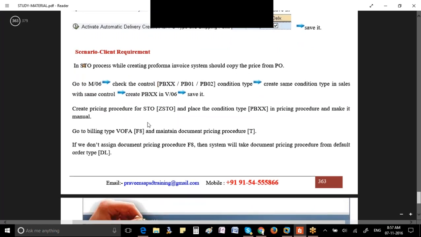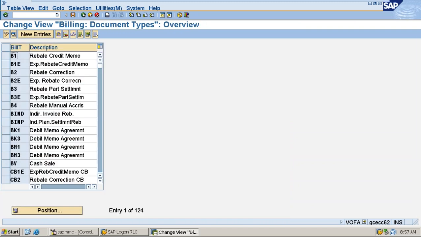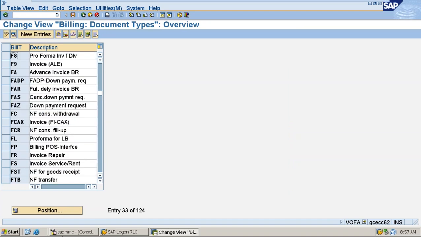And then go to the billing type, WOFA, F8, and make price source as T. WOFA, let me show you. /n WOFA. It can be T or N also. N is for intercompany. The T is for the intra-company. Very important controls. These all things you should remember. If I go to F8, it is T and N. We have two options.